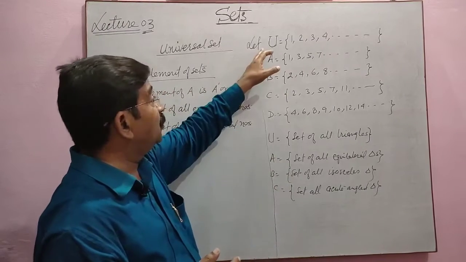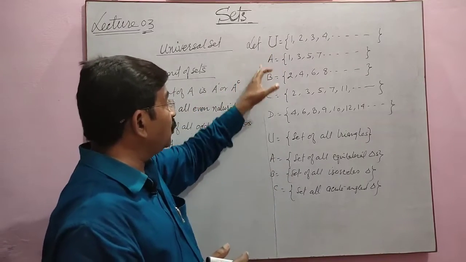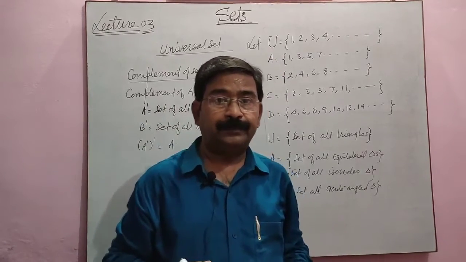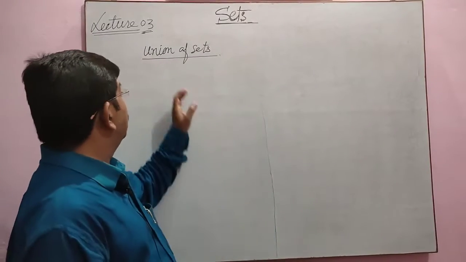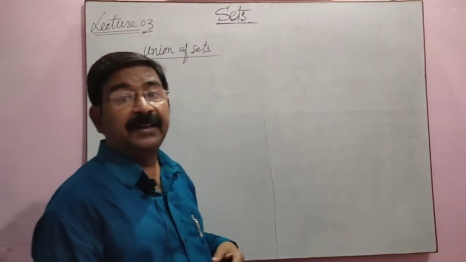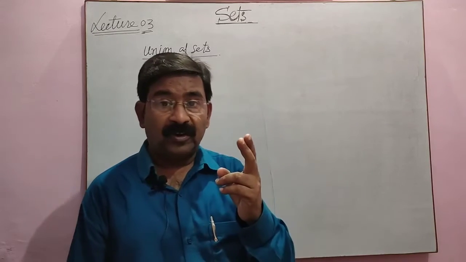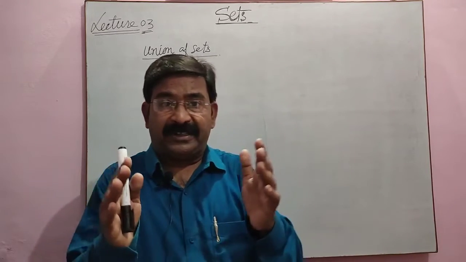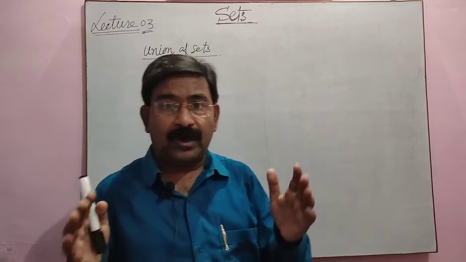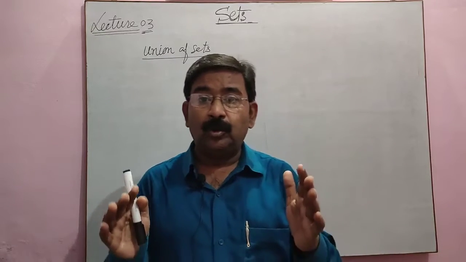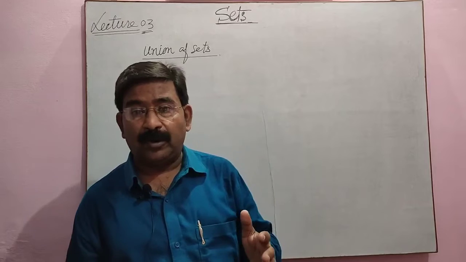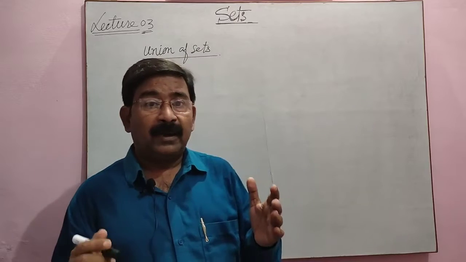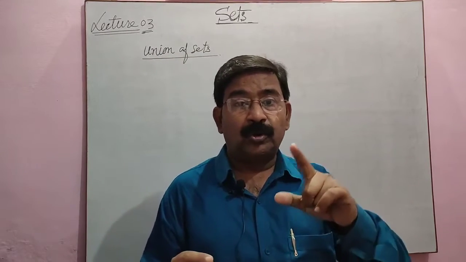Repeating once again, without a universal set, the complement of a set cannot be found. Okay. Now the next point: we have union of sets and intersection of sets. Two functions are union of sets and intersection of sets. Union means to unite, means we have to combine the elements of two or more sets, but taking care that elements should not be repeated.